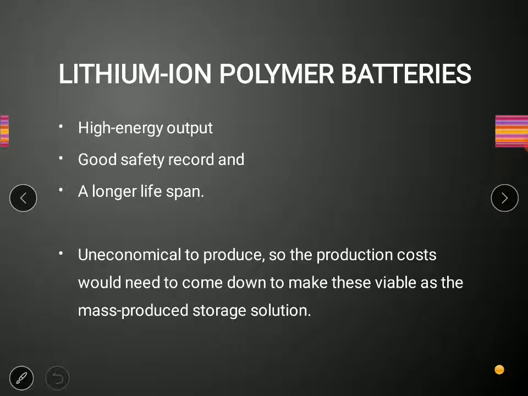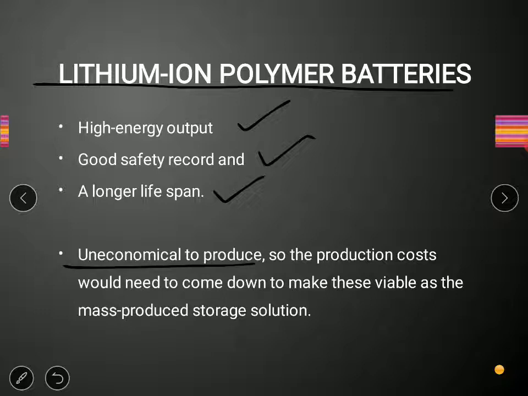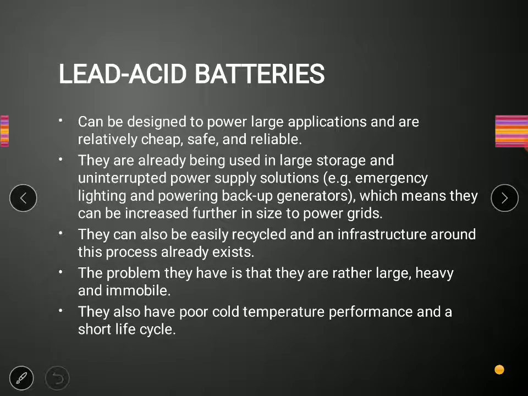Next we have the lithium ion polymer battery. Compared to a lithium ion battery, the lithium ion polymer battery will have a better energy output, a good safety record, and it also has a longer lifespan. But again, this is also uneconomical to produce, so the production cost will need to come down to make this viable as a mass produced storage solution, so that our electricity bill doesn't go high. Employment of such batteries right now is not feasible in the commercial scene.